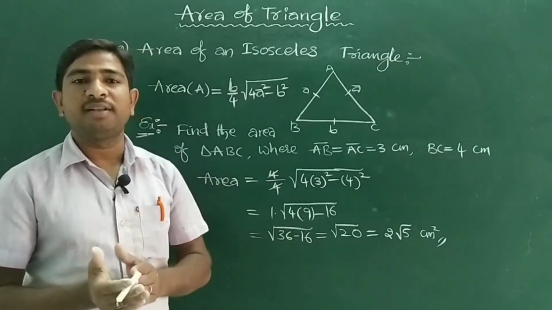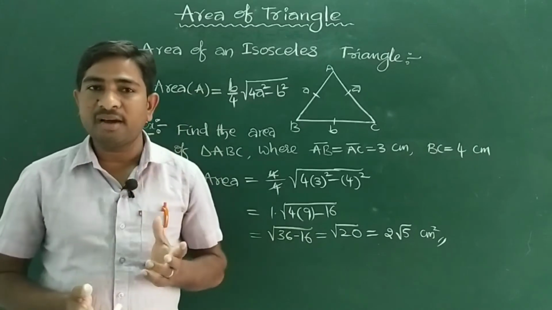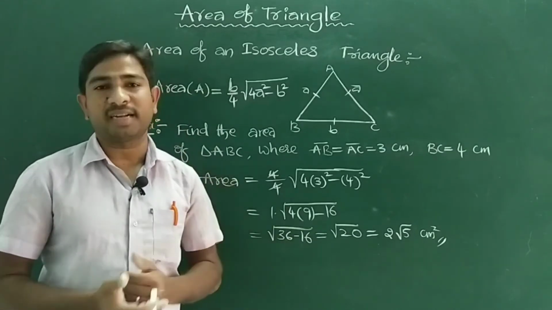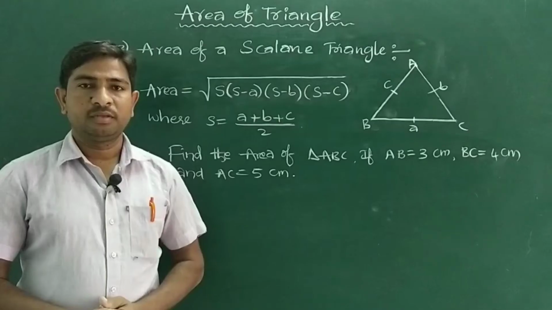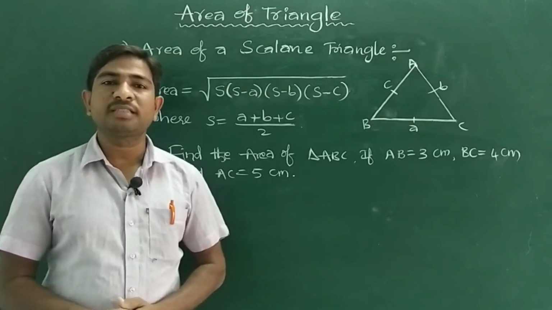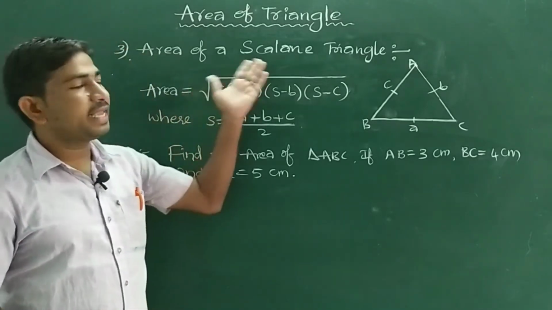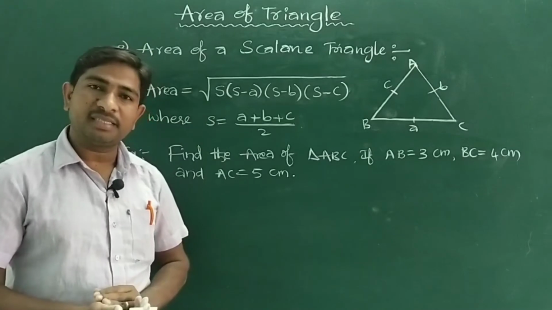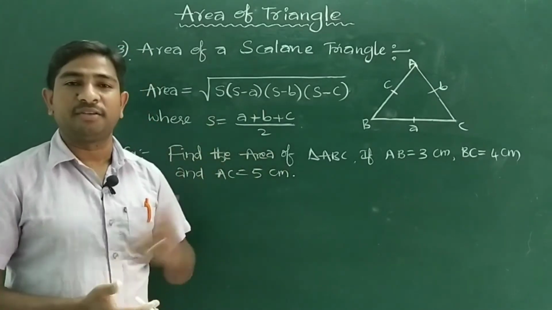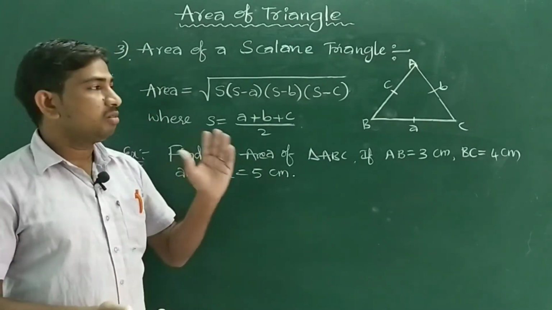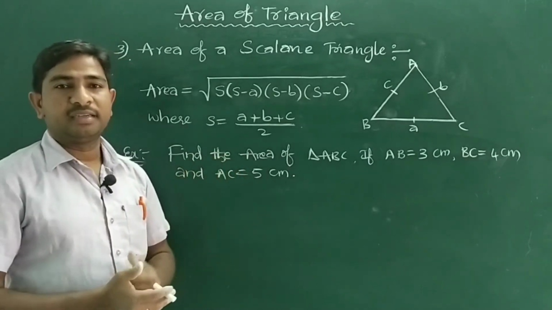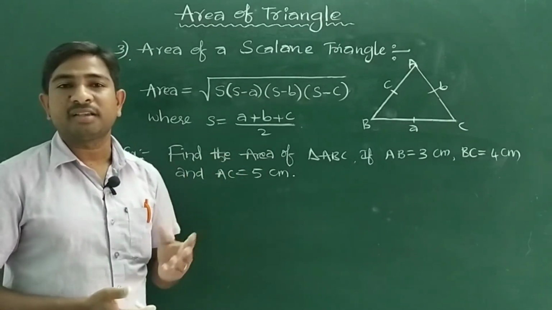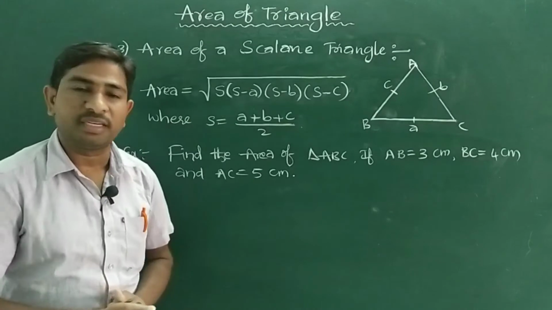Now I will explain the area of a scalene triangle. This is the third one. Scalene triangle means all the sides are different in a triangle. All the side lengths are different. In a triangle, no two sides are equal. This is also one of the definitions.